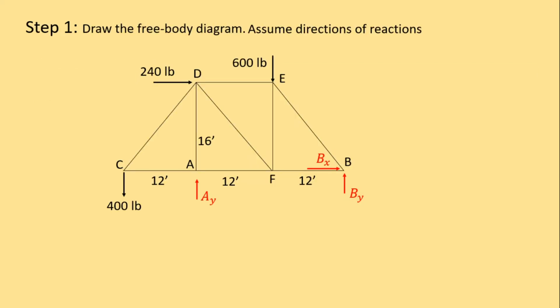Then we have to draw the free body diagram and assume directions as our step number one. So we have assumed reactions at B, which is hinge. So dalawa yung reaction niya, isang Bx and By. And at roller support A, so we have Ay reaction.